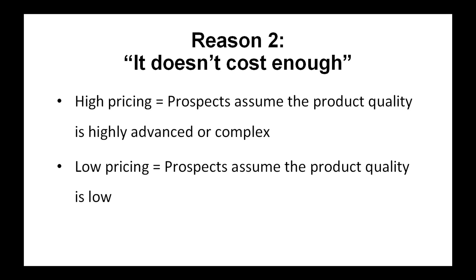Whether they're aware or not, people use the price of the product to establish its natural value. If the price is too high, they may think the product is too advanced or complex. But if the pricing's too low, they'll question your product quality standard to be probably low. So how do you overcome that?